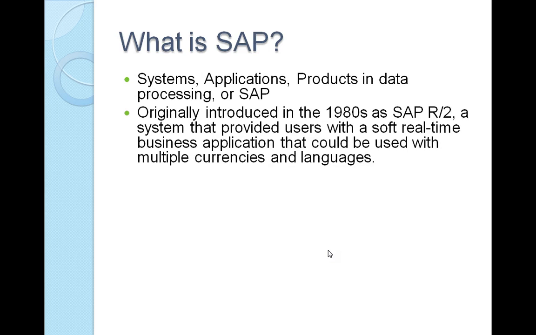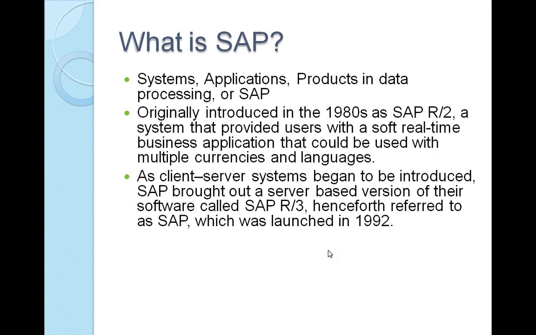Originally in 1972, five people from IBM came out and established a software company. They started developing the ERP application. It was originally introduced in the 1980s as SAP R2, formerly known as two-tier architecture, a system that provided users with soft real-time business applications that could be used with multiple currencies and languages. SAP was developed for use worldwide in different currencies and different languages.